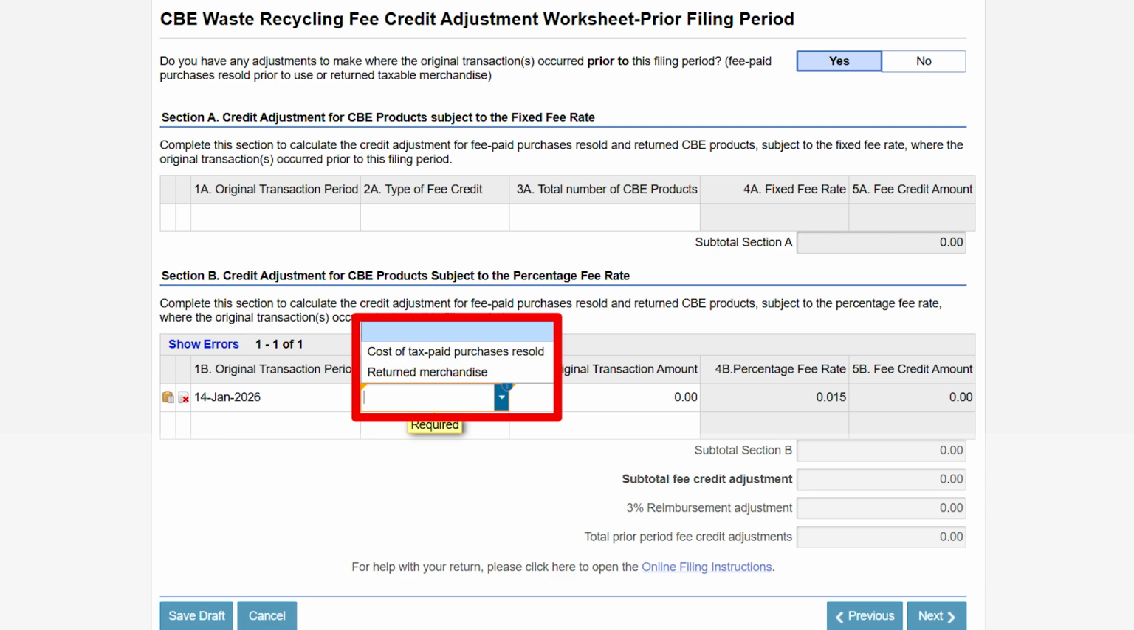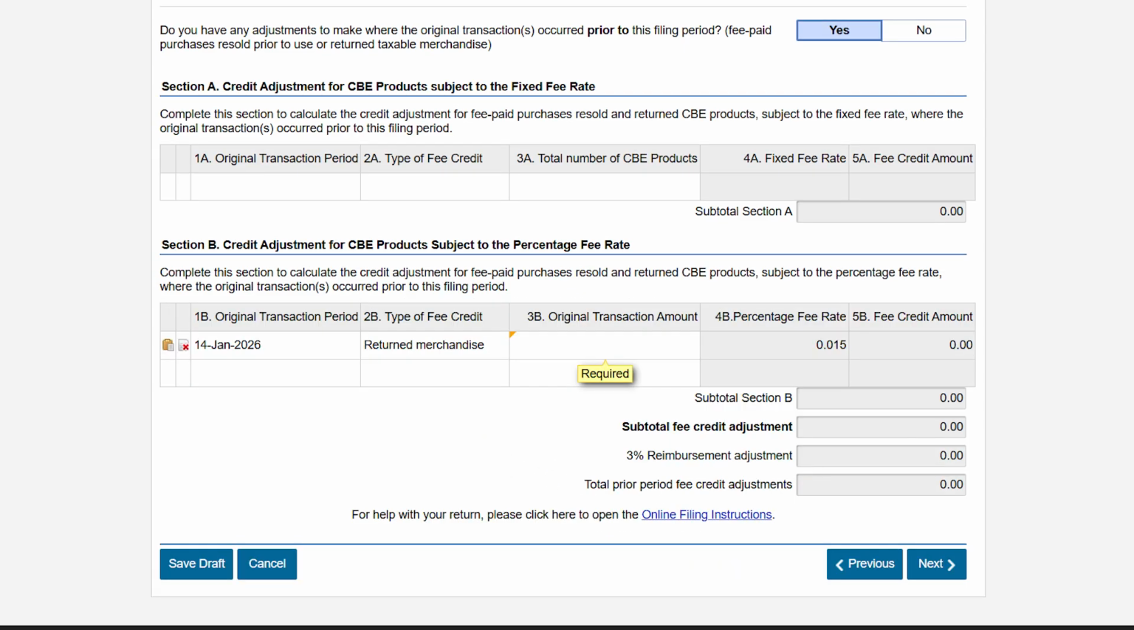Credits for returned merchandise are credits you can claim for merchandise that was sold and the fee was paid to you by the customer, but the item was later returned and the fee was refunded to the customer. For our example, we will select returned merchandise. Next, enter the original transaction amount in the 3B Original Transaction Amount field. This amount will be the retail selling price of the original transaction.